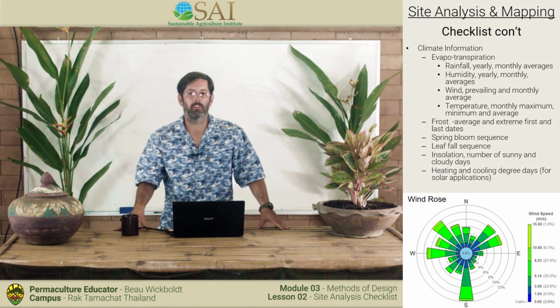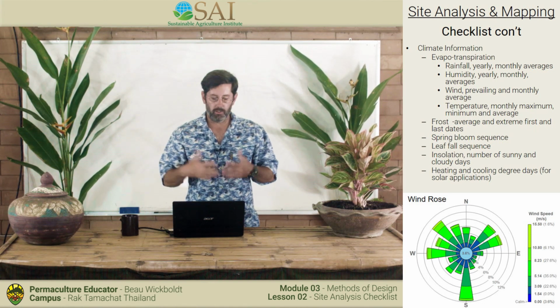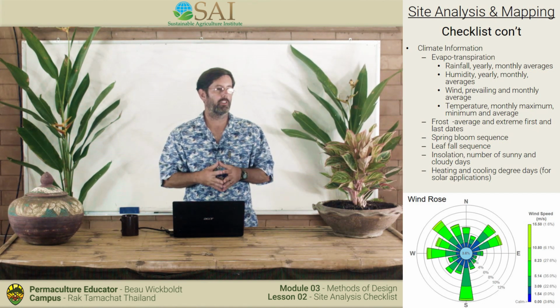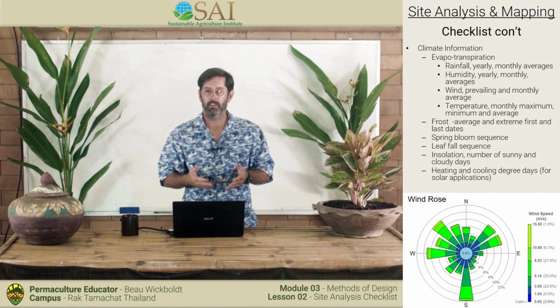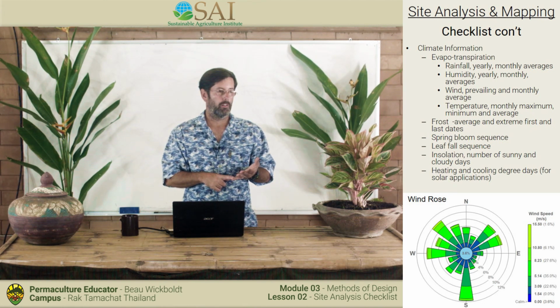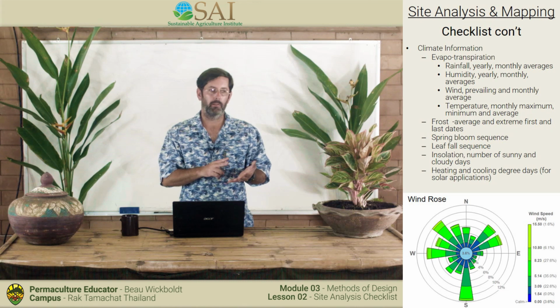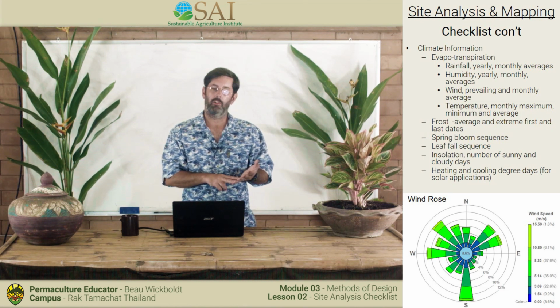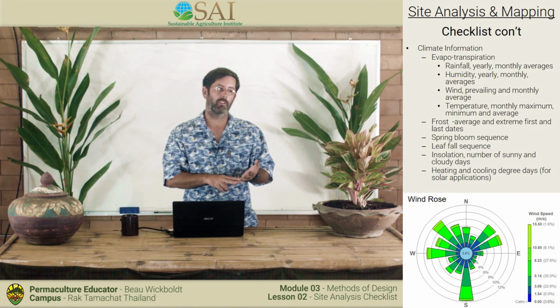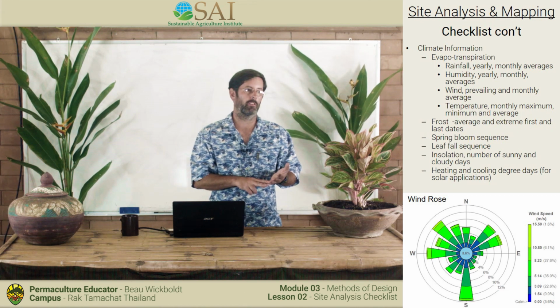Climate information. So I get to climate. I need to know the evaporation and the transpiration on my site. What does that mean? The rainfall, how much rain falls yearly, and the monthly averages. These are all easily researchable. Everything's on the internet for you. You just have to do the research, guys.